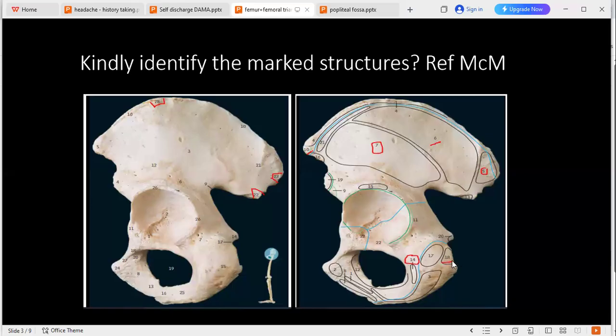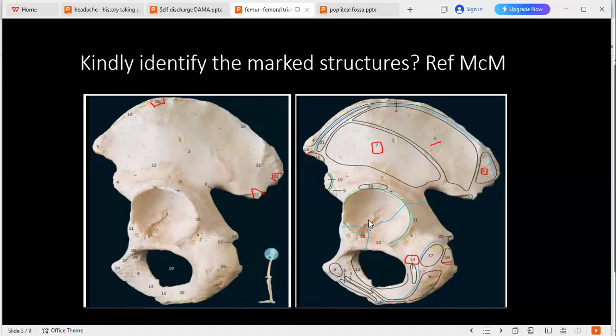Please identify 18. Another famous big muscle. Okay, please tell me how the hip joint is formed. The hip joint is formed by the hip bone and the head of the femur. What comes here in the acetabulum? Acetabulum. Anything else in between?